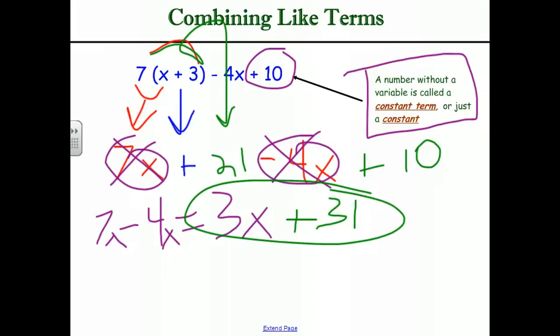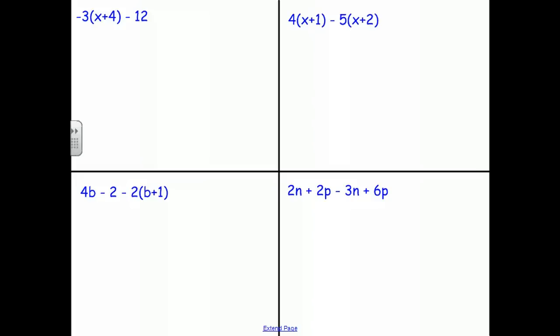So now go ahead and pause the video one last time. Go through these. There are some distributive properties here. Keep track of your negatives. Make sure you know what's going on there. And some combining like terms, and come back when you're ready to see the answers to numbers 1, 2, 3, and 4.